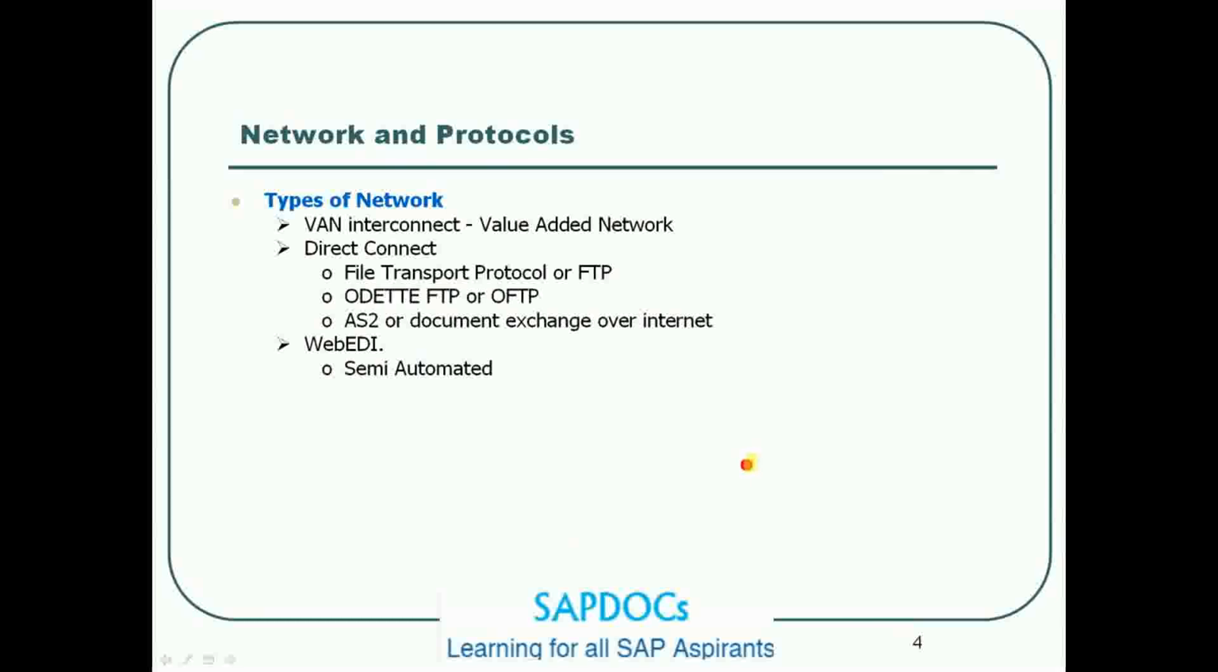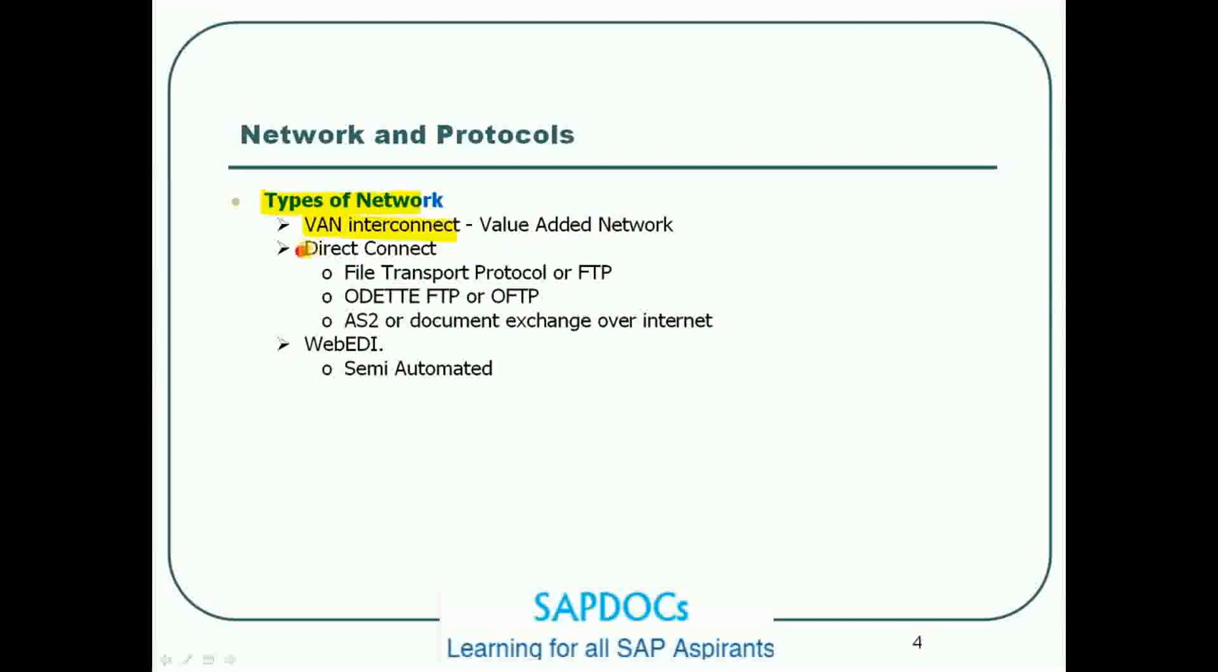In the definition, we looked at the computer, the data, and the direction. In the computer network, there are three types of network that are used. The first one is the VAN interconnect. VAN stands for Value Added Network. These are third-party service providers who excel in data traffic routing, and they take the EDI data and route it to the right trading partner where the data is supposed to go.